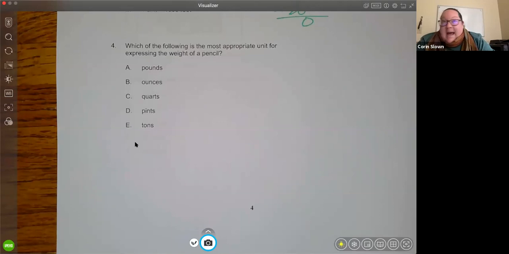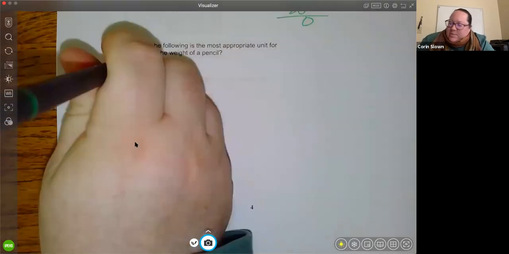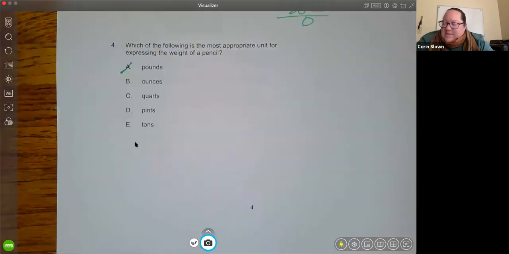When I think of pounds, I think, for example, of dog food. A 50-pound bag of dog food is pretty big. So I'm probably not going to be using pounds for a pencil, because pounds is pretty significant. Another example of pounds might be, if you go to the grocery store and you get 2 pounds of flour.